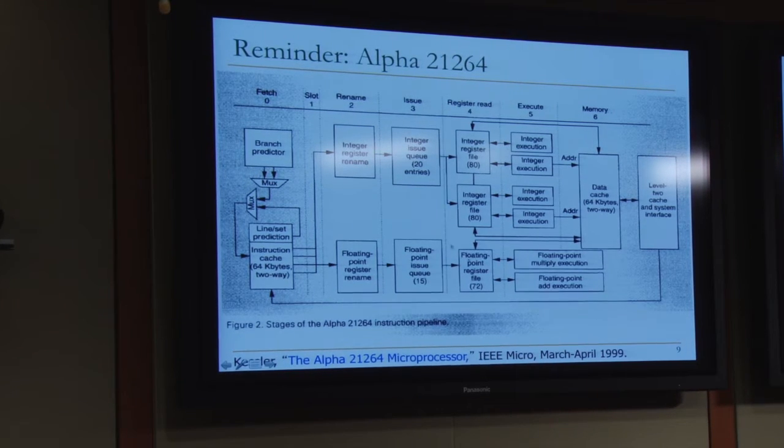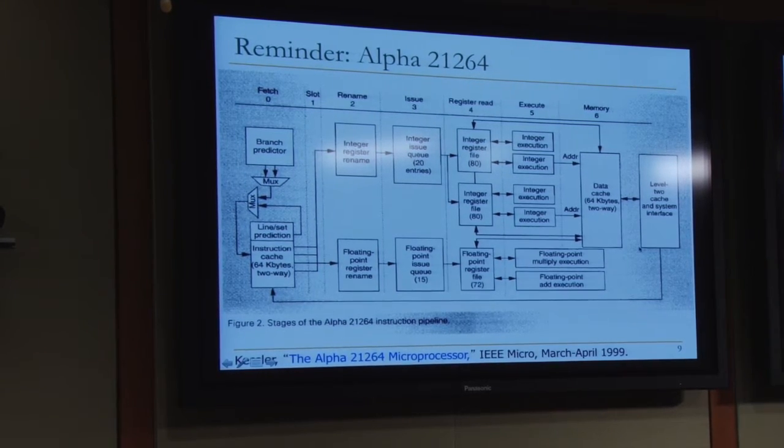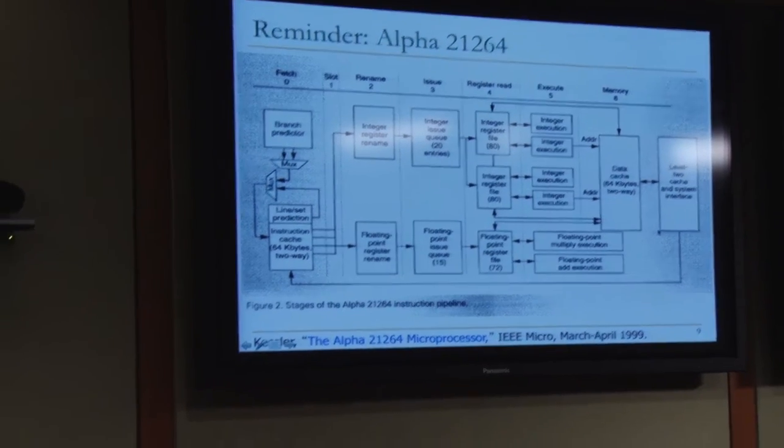This is a very good reading, by the way. It may be a little bit hard because there are a lot of concepts that are introduced, but at least it'll give you a very good idea of what a modern out-of-order processor looks like circa 1995. And the paper was written in 1999. But a lot of out-of-order processors today are similar in terms of principles.